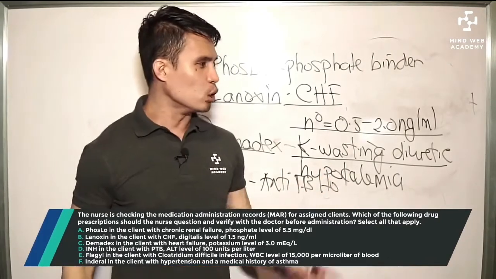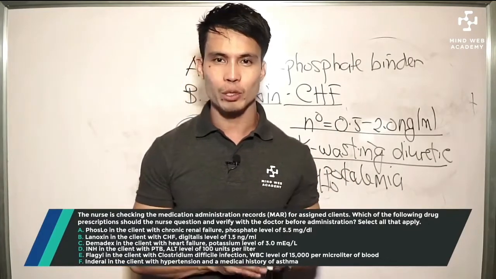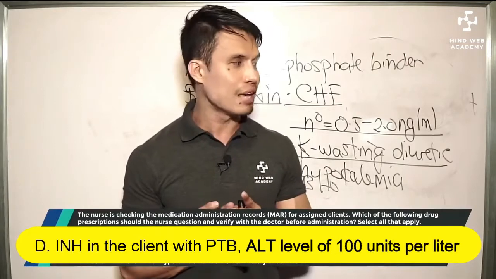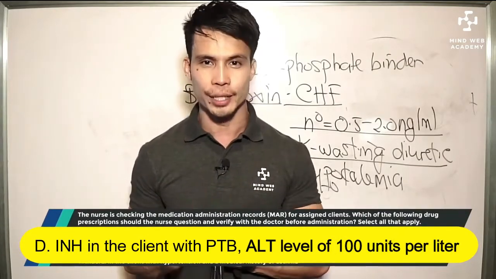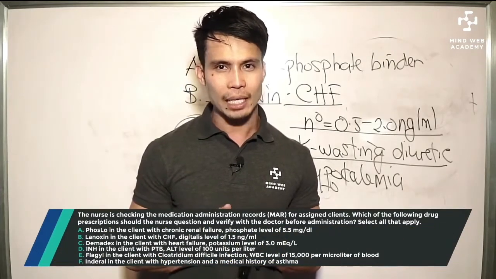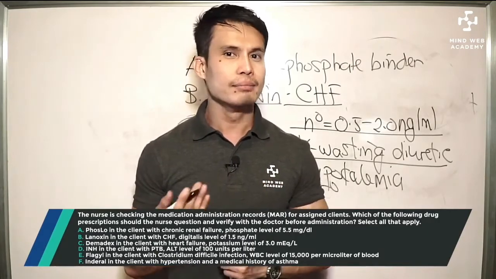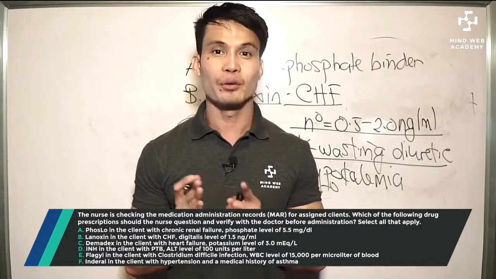Okay, and then look at the ALT level. The ALT is the same as your SGPT. The ALT or SGPT level of your client is 100 units per liter. What is the normal ALT or SGPT? The normal is around 5 to 55. 100, okay, the level of your SGPT or ALT is very high.